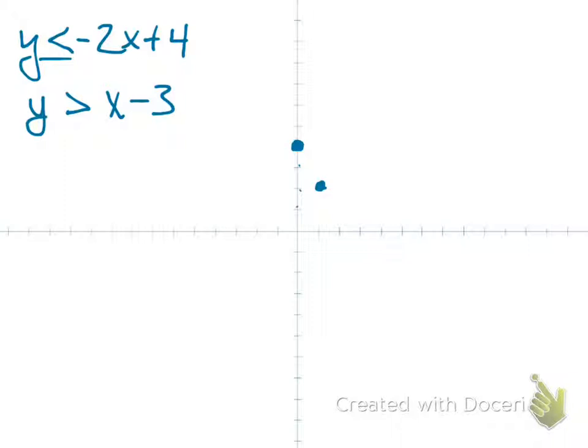Solid or broken line? At this point, that's when I would look at those and I would say that's a solid line. Hopefully I've got that somewhere here. There we go. Okay, and then I'm not going to do the shading yet. I'll do the shading after I've got both lines drawn.